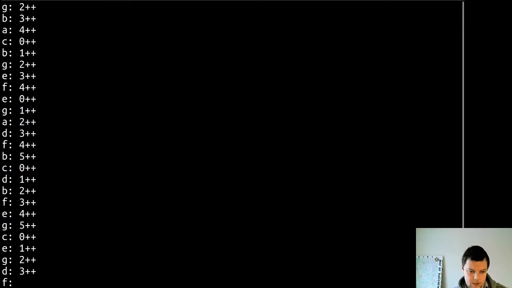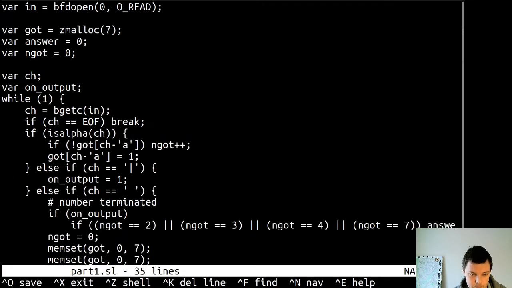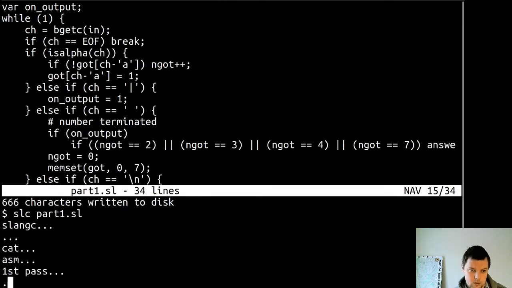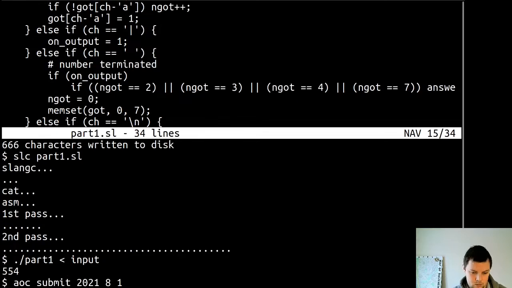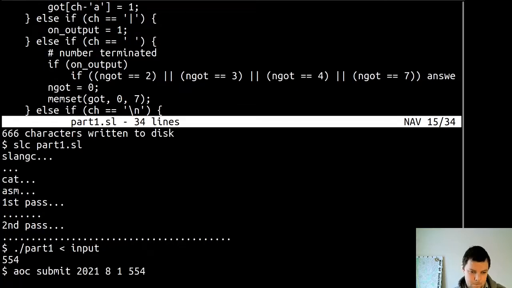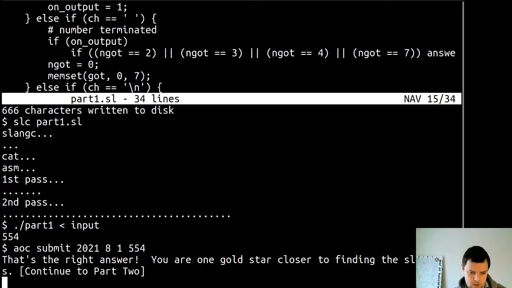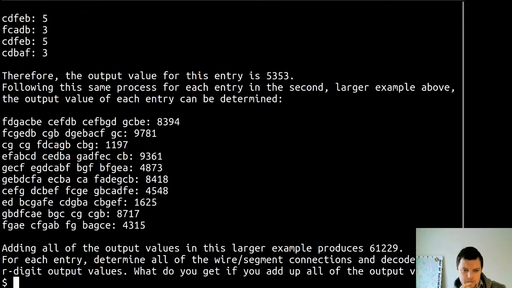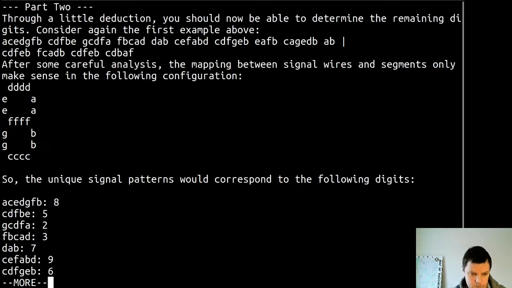The input was about 16K. So 26. Oh, the sample wasn't 16K, was it? Good. Yes. Add up all of the output values. Okay. Do 1, 4, 7 and 8.